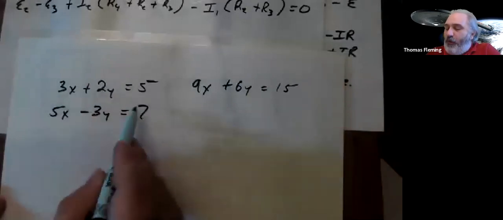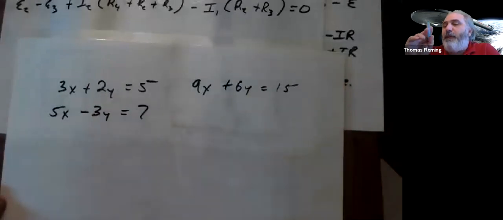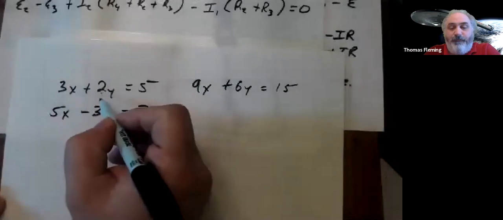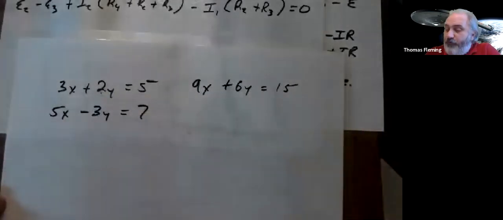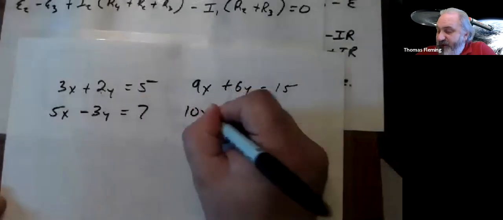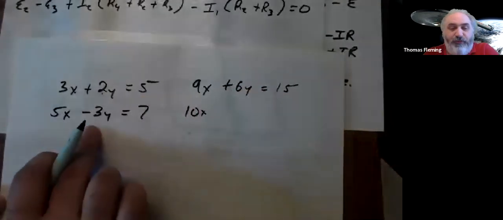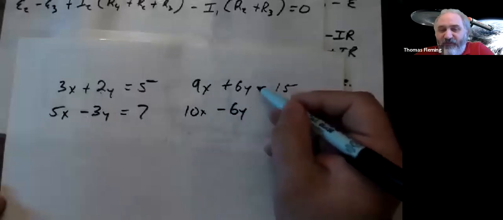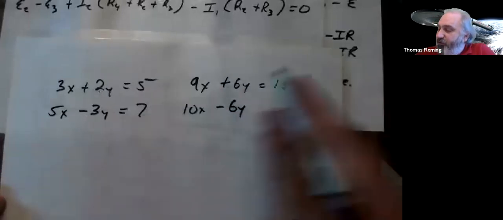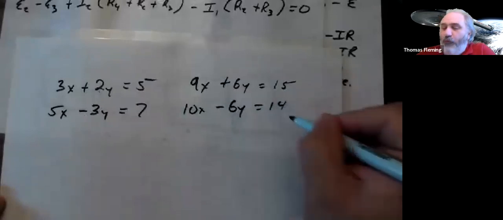Meanwhile, in this second equation, I'm going to do the same trick, except I'm going to multiply everything in that second equation by whatever y was multiplied by up here, which is 2. I'm going to double all this stuff. So 2 times 5x is 10x. 2 times 3y is negative 6y. Oh, look at that. That's awesome. 2 times 7 is 14.